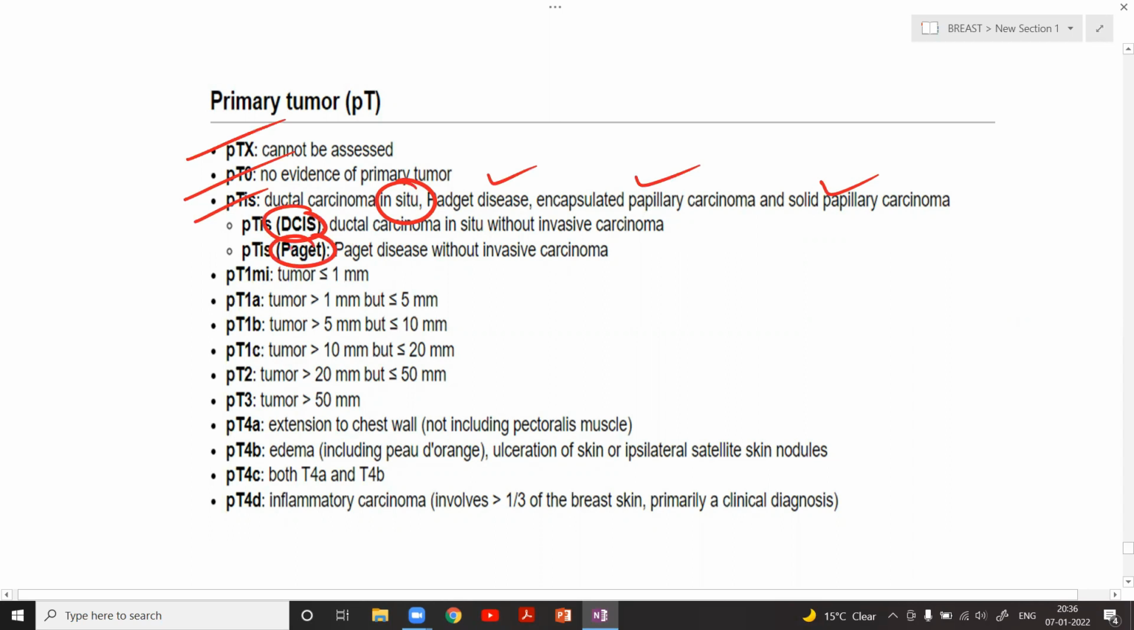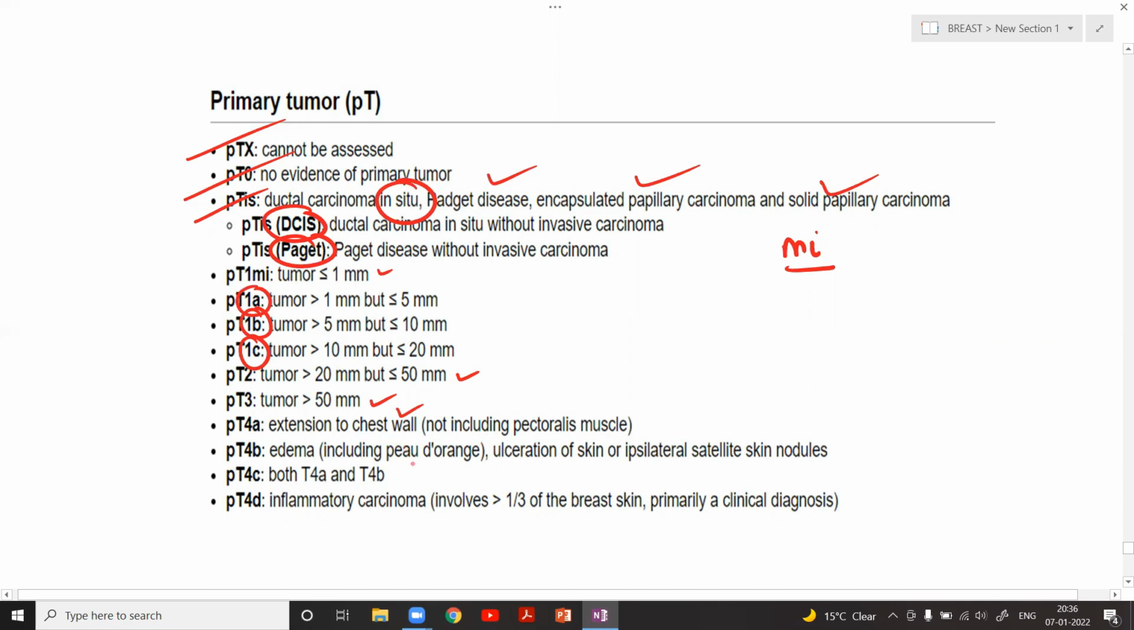Now, a very important thing to understand is MI. MI stands for micrometastasis, when the tumor size is less than 1 millimeter. If it is more than 1, less than 5, T1a; more than 5, less than 10 is T1b; more than 10, less than 20 is T1c. T2 is more than 2 centimeter, less than 5. More than 5 is T3. T4a, very important: extension into the chest wall, not including pectoralis, just the chest wall.